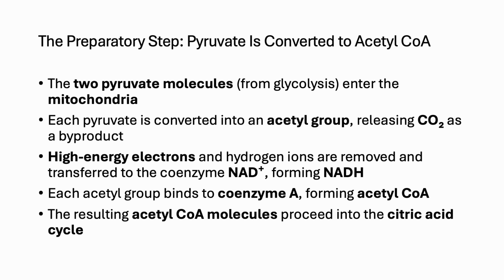The acetyl group then binds to coenzyme A, producing acetyl coenzyme A, which is the entry molecule for the citric acid cycle. Although no ATP is directly generated during this step, it is critical because it links glycolysis, which occurs in the cytoplasm, to the aerobic process inside mitochondria. This preparatory step also ensures that high energy electrons are harvested early, maximizing efficiency.